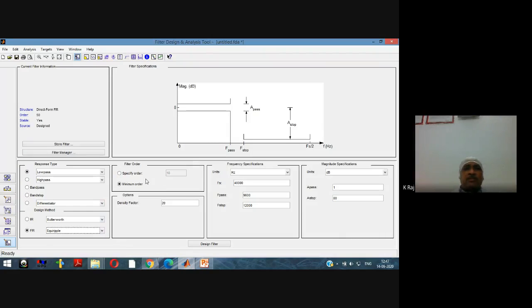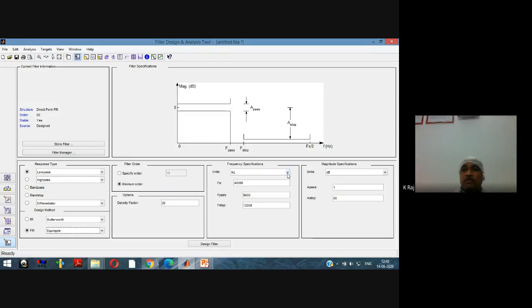Then during the selection of the order, we can specify the order from the requirement. If we have calculated the order, then we can design our filter for the minimum order, in order to minimize the cost and the area on the silicon wafer or the memory space. And the density factor, suppose, is given by default as 20 here.